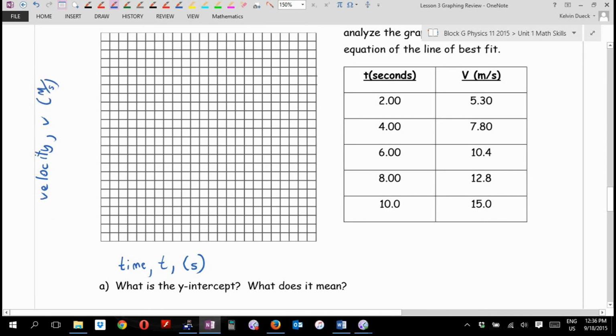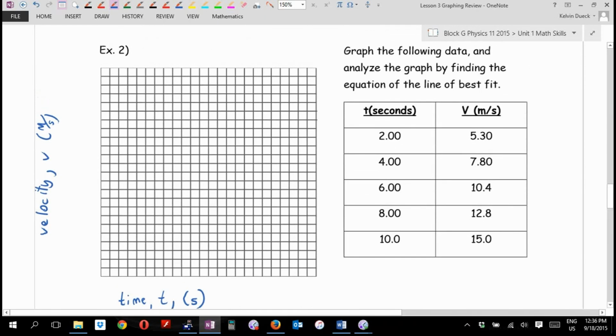Step 1 was label your axes. Step 2 was give your graph a title. Velocity versus time. The easiest title. You could get more specific if you knew what this was. Velocity versus time for a remote control car over level ground, whatever. Now what? Shh, quiet please. Now what? Pick a scale.